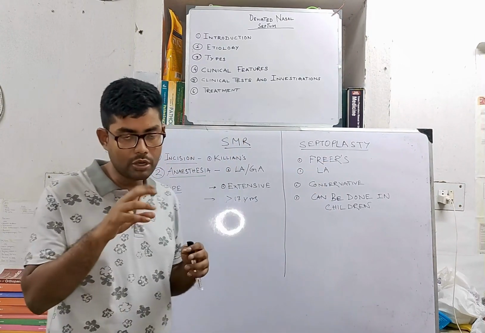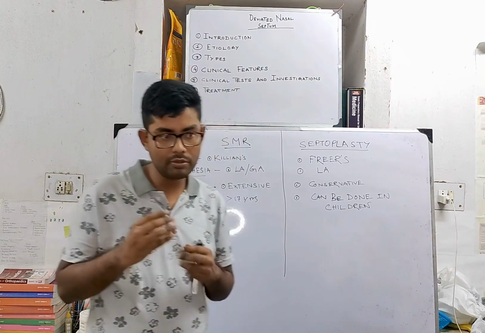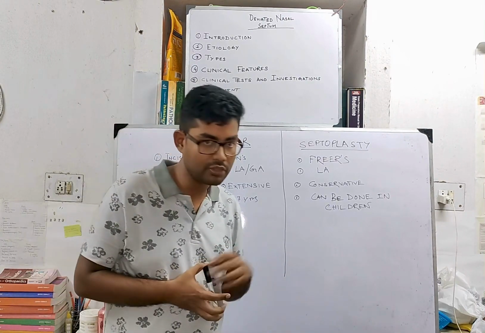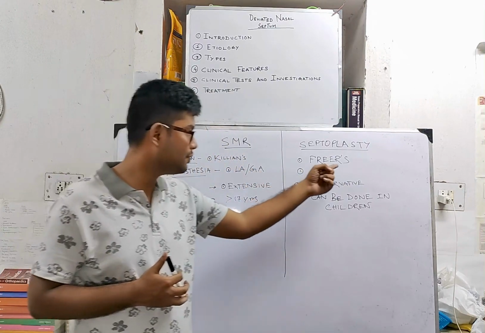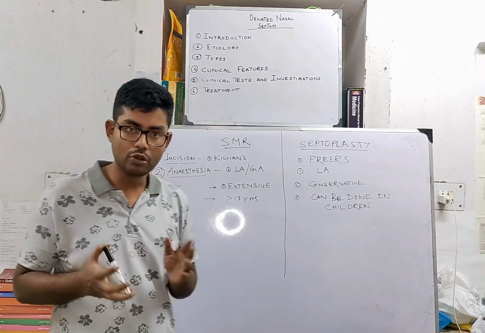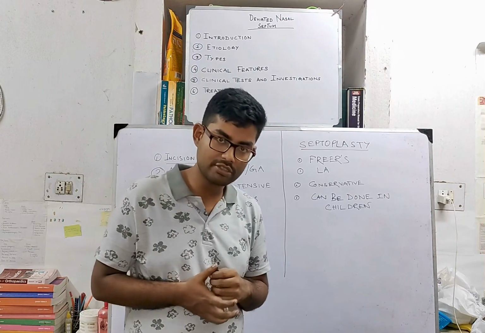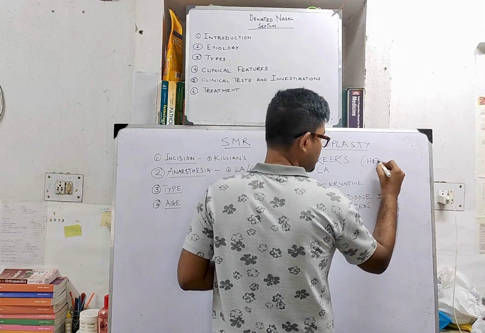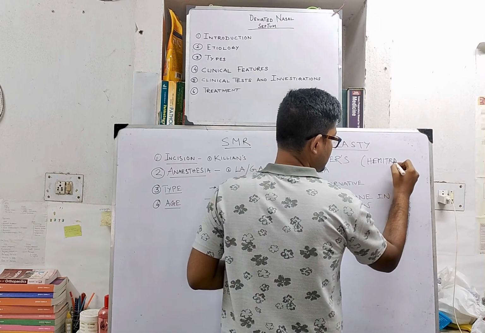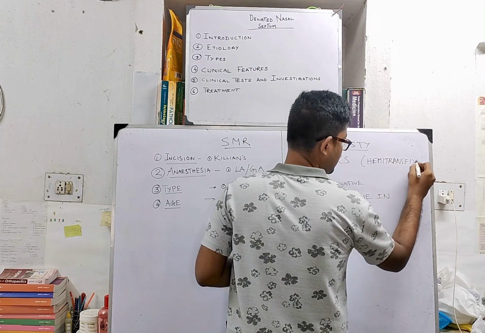So the caudal part of the septum is the marking above and below which we give the two incisions. Now one thing we must remember about the Freer's incision is it is also called a hemitransfixion incision.